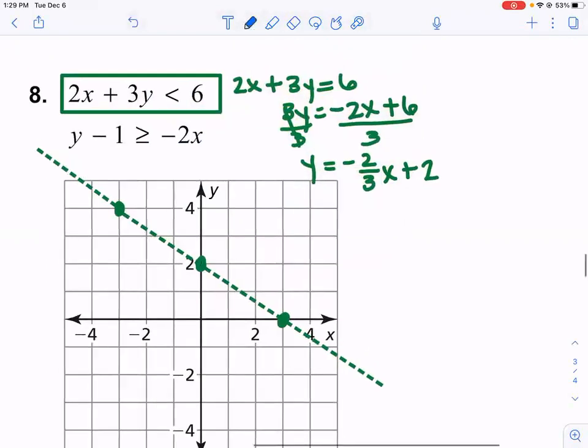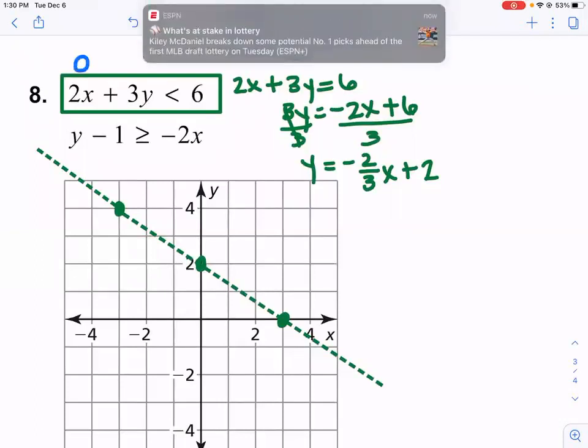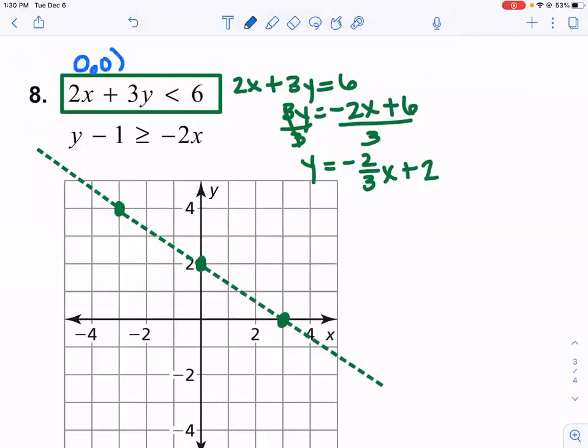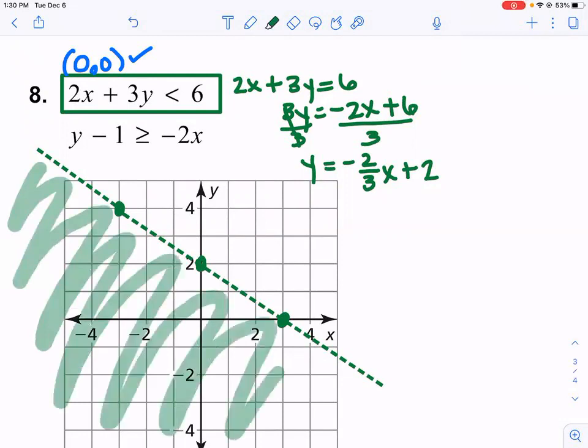Okay, so let's come back to our inequality. Nirvan, pick a point, any point. And does 0, 0 satisfy? Is 0 less than 6? Yes. So I want to shade towards 0, 0. Very lightly on your paper. Very lightly.